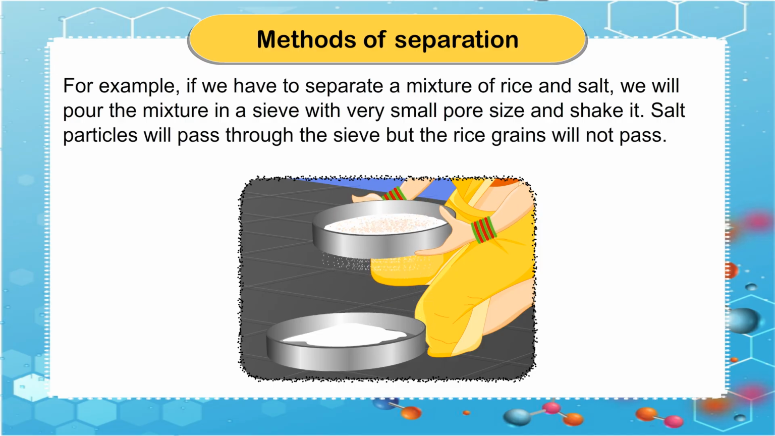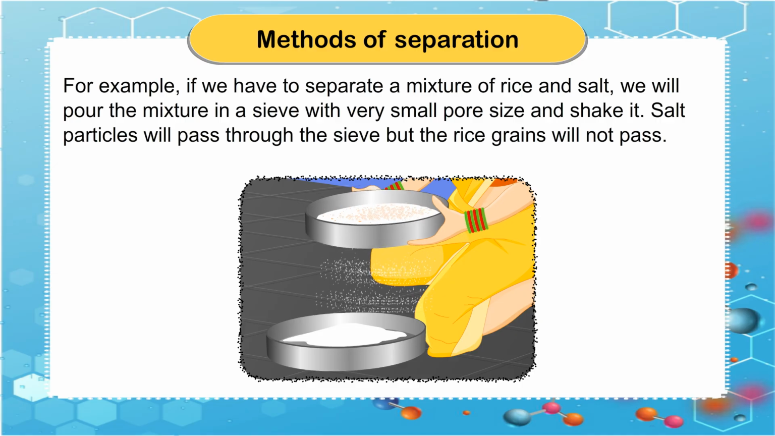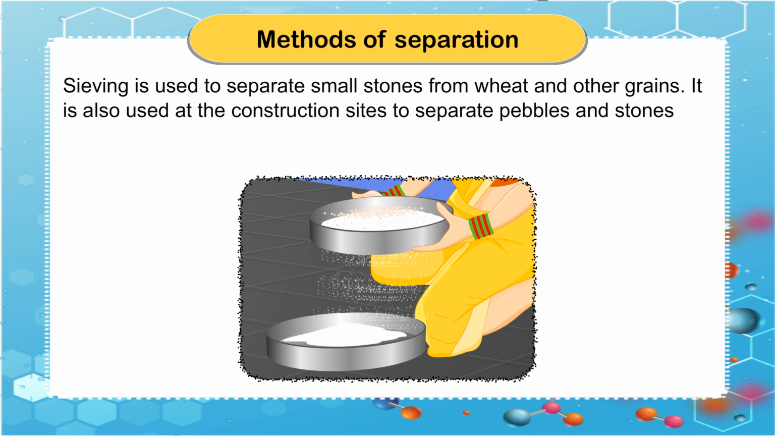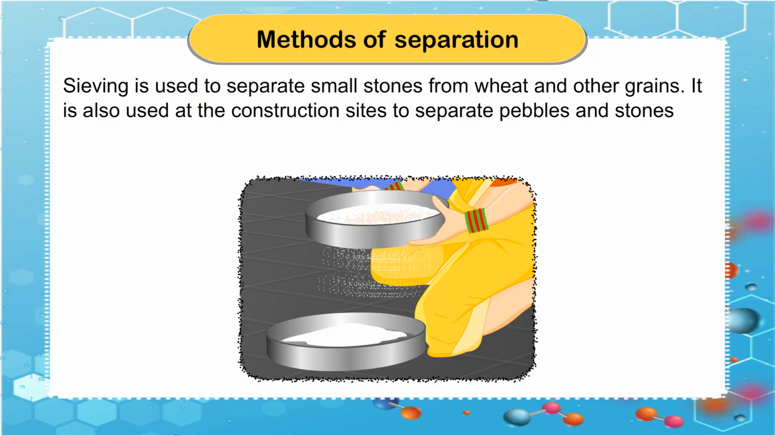Salt particles will pass through the sieve, but the rice grains will not pass. Sieving is used to separate small stones from wheat and other grains. It is also used at the construction sites to separate pebbles and stones from sand.